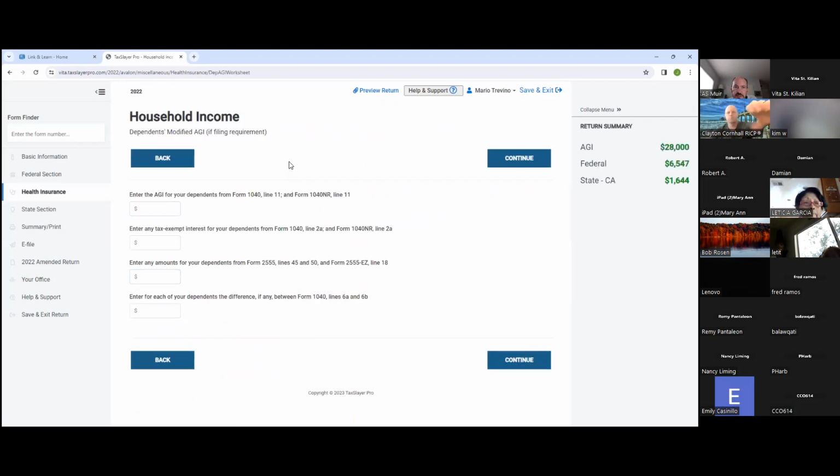This particular section talks about household income, and it says AGI for dependents. The dependent was 4 years old, didn't work, didn't have any income, and typically it'll be all zeros.